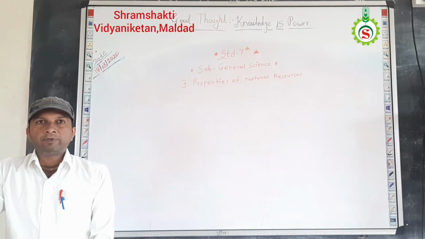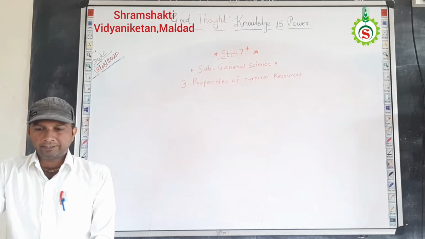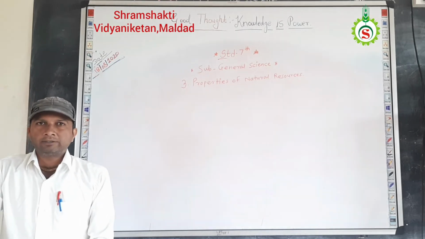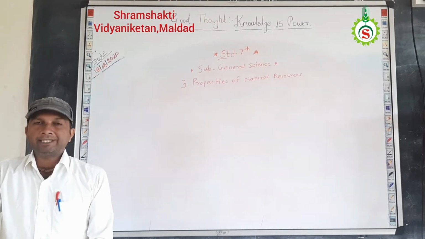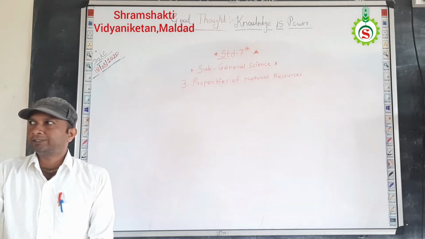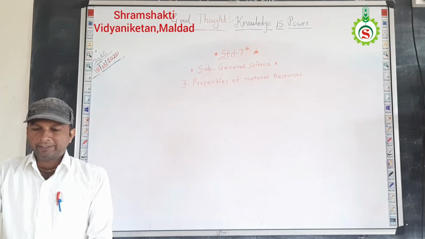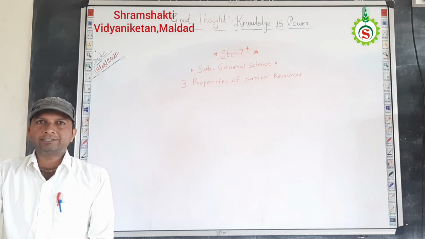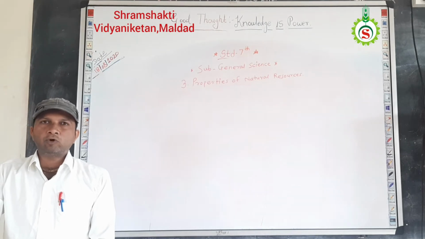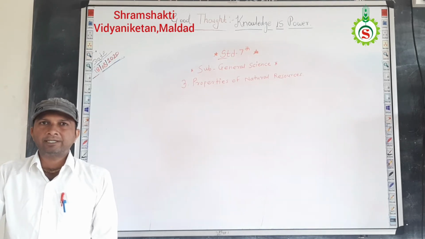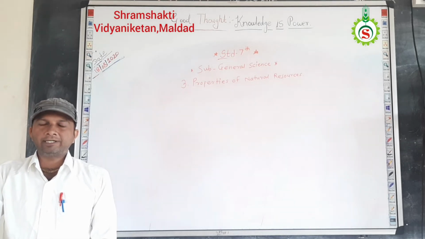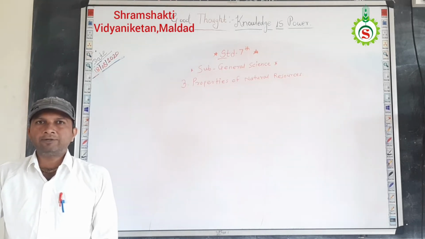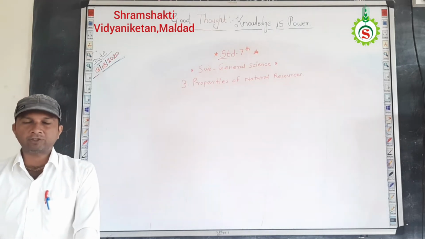Before we start this lecture, first we recall the chapter from last year, the natural resources: air, water and land. In 6th standard you studied these different natural resources. They form the different spheres of the earth: air forms the atmosphere, water forms the hydrosphere and soil forms the lithosphere. These are the three spheres of the earth.